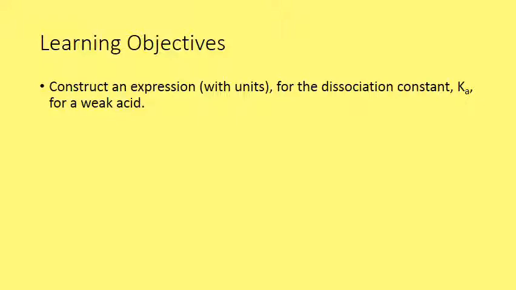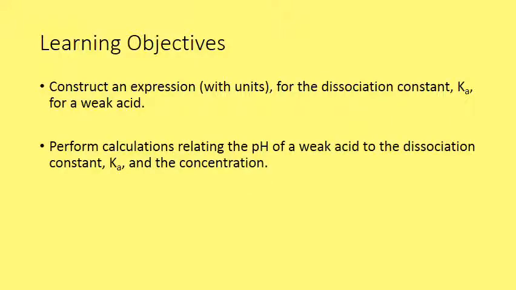So firstly, in this lesson, we will want to construct an expression for the dissociation constant for a weak acid, including units. As well as that, we will want to perform calculations relating the pH of a weak acid to the dissociation constant and the concentration. And then lastly, we will want to know that the pKa is equal to the minus log 10 of Ka.